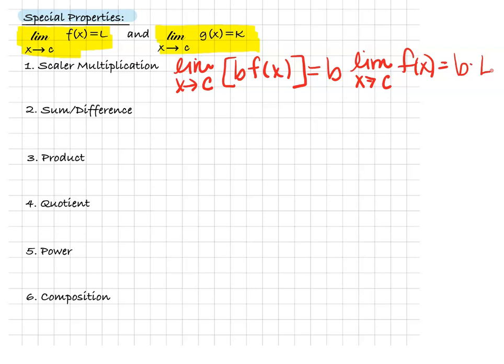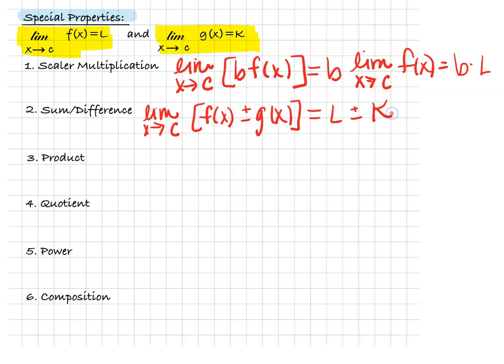The second one is sum and difference. So say I had the limit as x approaches c of f of x plus or minus g of x, meaning whether you're adding functions together or subtracting functions, then that's just going to be equal to the limit of f of x, which is L, plus or minus the limit of g of x, which is k. And so you're just adding and subtracting the limits of the individual functions. So again, that's going to make it nice, especially with some more difficult limits.